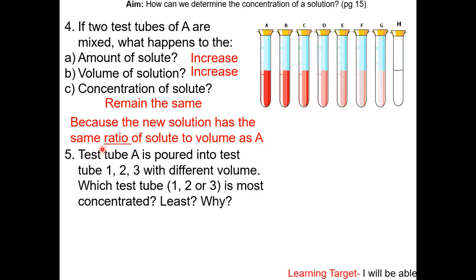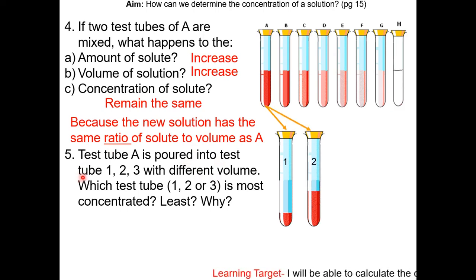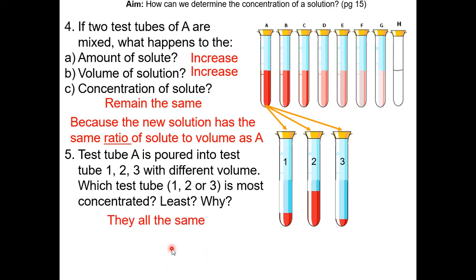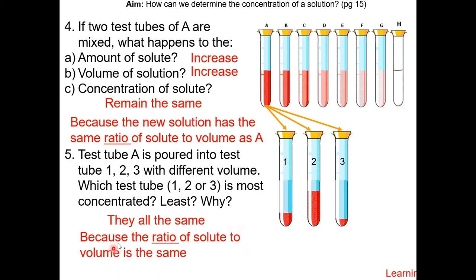Question 5. Test tube A is poured into test tubes 1, 2, and 3 with different volumes. Which test tube, 1, 2, or 3 is the most concentrated, least concentrated, and why? All 3 test tubes have the same concentration. Why is that? Because the ratio of the solute to volume is the same in all 3 test tubes.